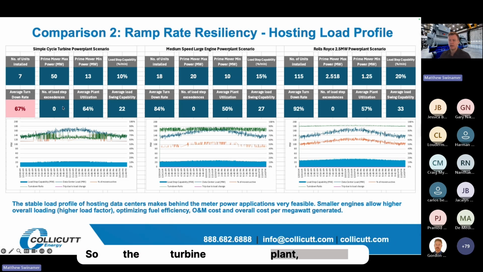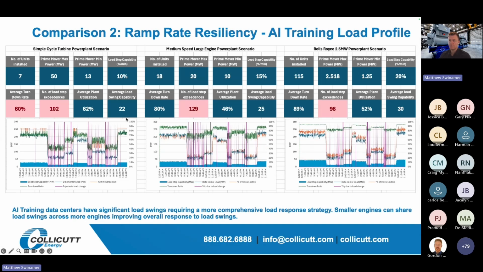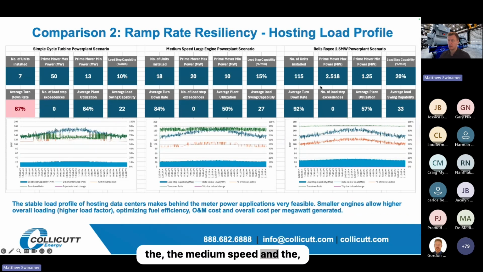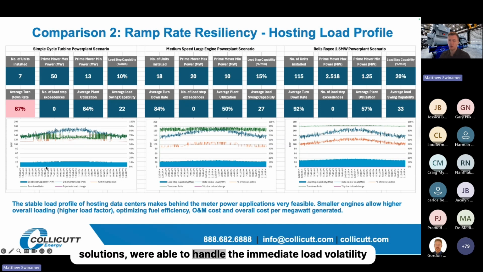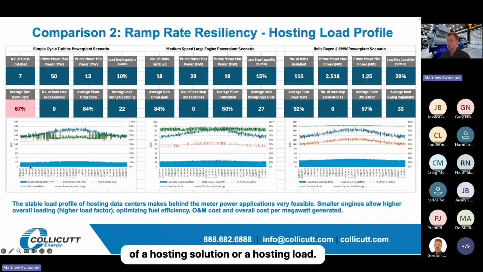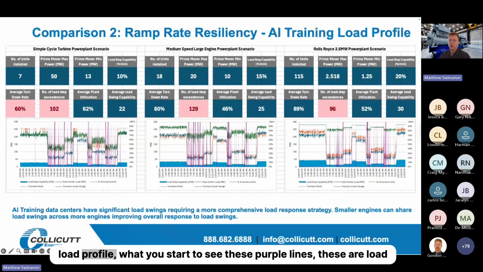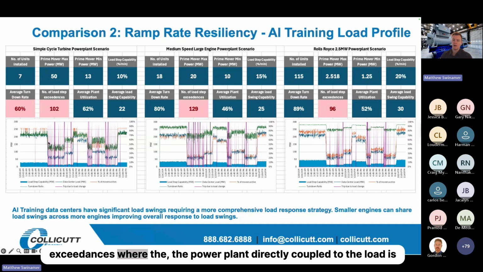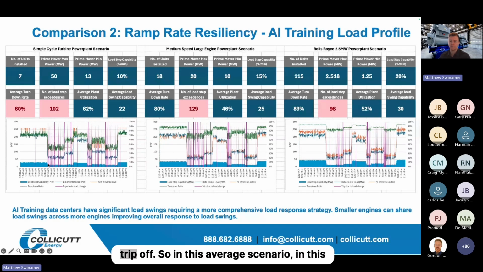So the turbine plant, the medium speed and the Rolls-Royce solutions were able to handle the immediate load volatility of a hosting load. When we get into the AI training load profile, what you start to see, these purple lines, these are load exceedances, where the power plant directly coupled to the load is not capable of handling either the inrush current or the load decrease. And as a result, to protect the power plant, it would trip off.